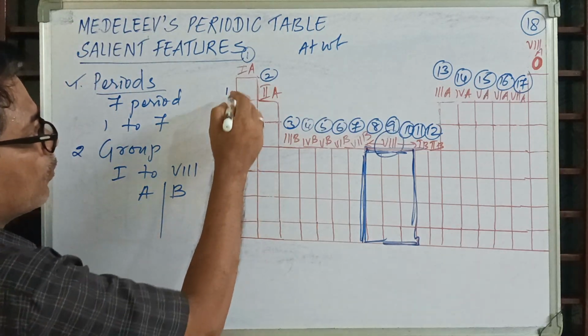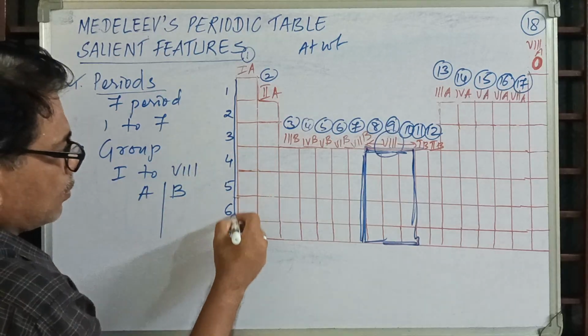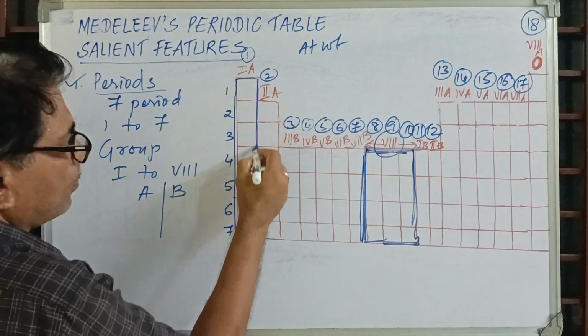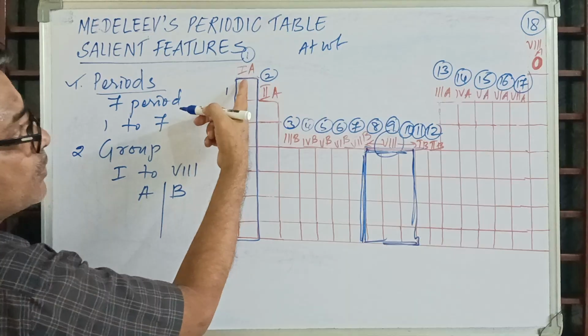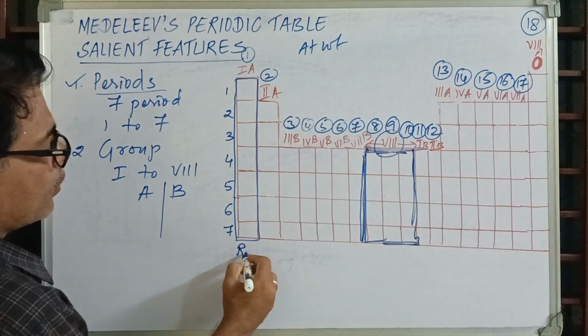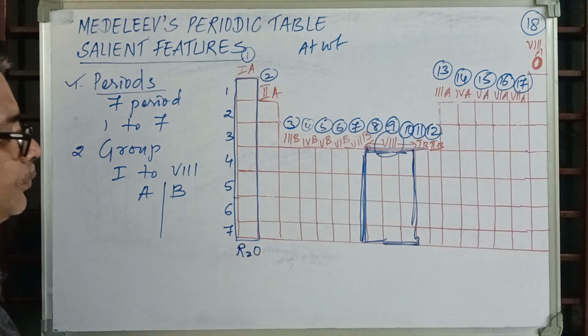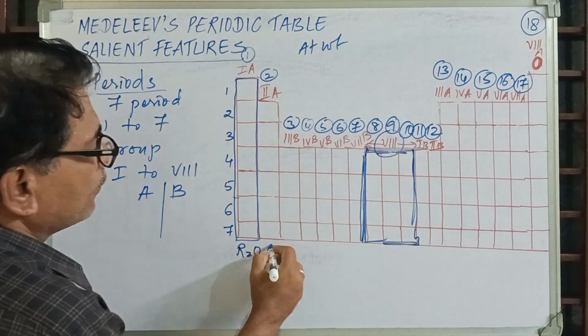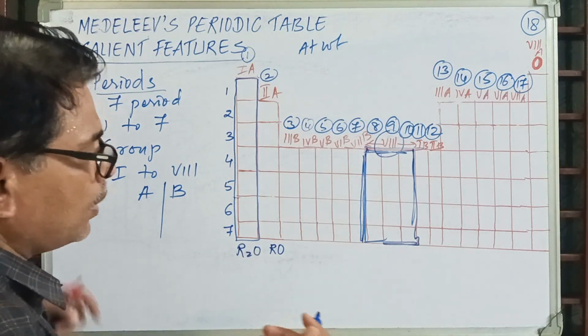The formula given for this is called first A group element. This is called first A, it's written on the top, you can check it out. He has given a formula for this first A, R2O. And for the second A, he has given a formula called RO. What do you mean by this?